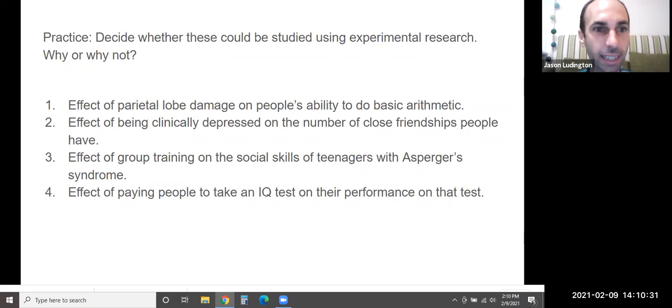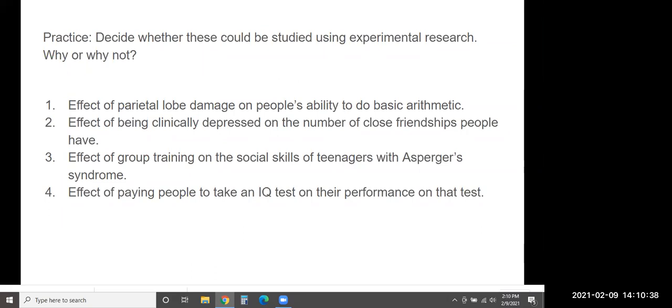Number 3, the effect of group training on social skills of teenagers with Asperger's syndrome. I mean, that seems simple enough for experimental research. I think that's possible to do. Simply train a group of teenagers that do have Asperger's syndrome, and then put them with a control group who don't, and see if there's any difference. Afterwards, if it works and there's good benefits, we can offer the same group training to the control too.